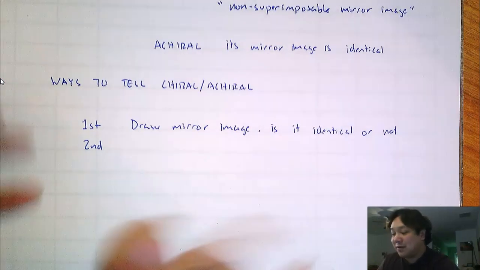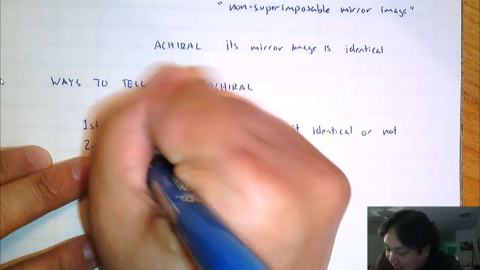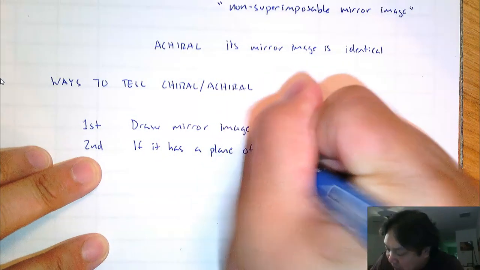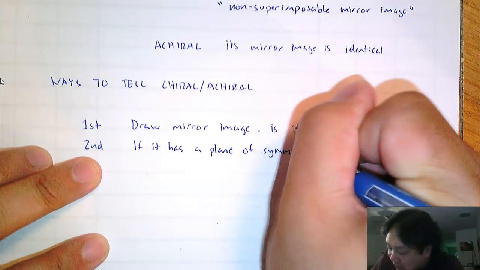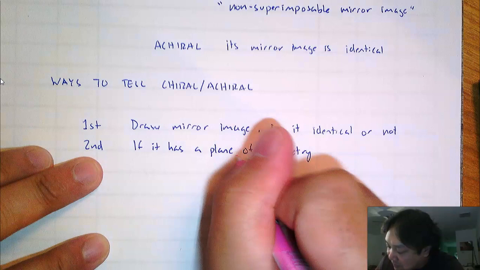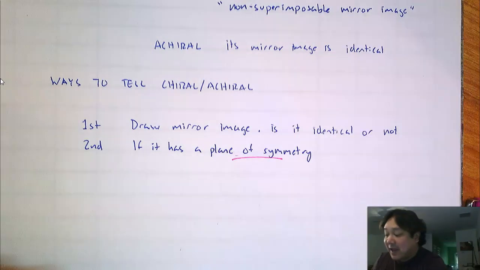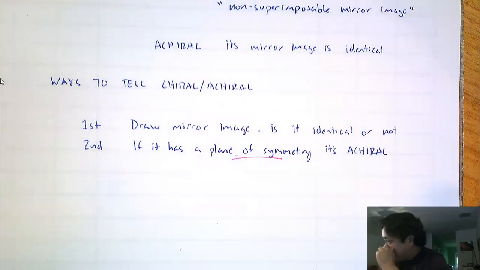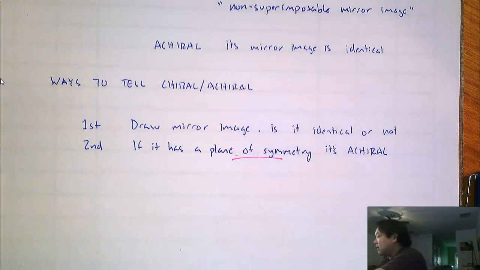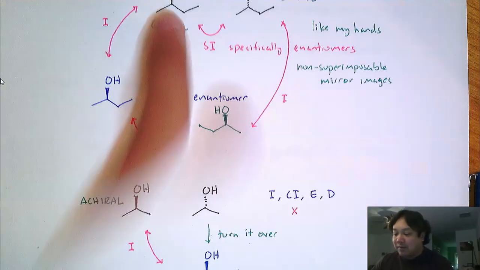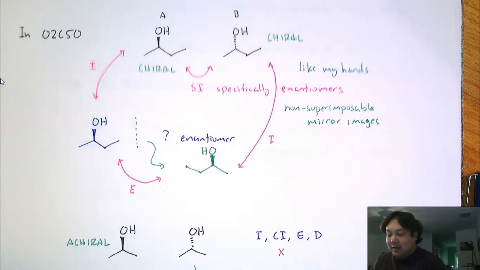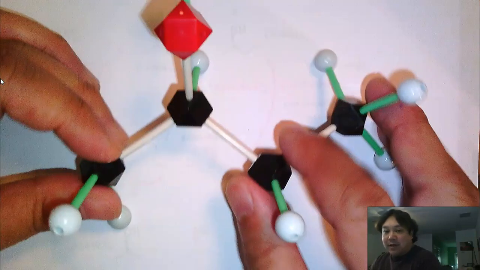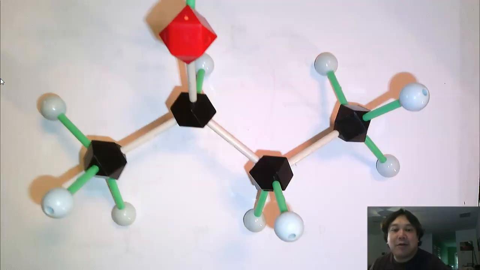Second, here's the trick. If it has a plane of symmetry, it's achiral. We have not talked about this trick just yet. Okay. It's a trick. Huh. Alright. Take a look at this molecule of the alcohol. I'm going to go back to our molecule here, and that looks like this. See, the OH is towards you. Is there a plane of symmetry?